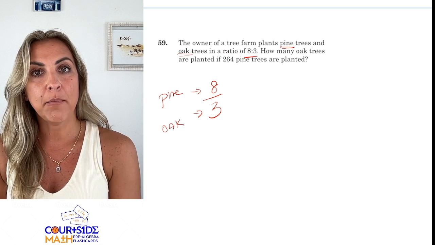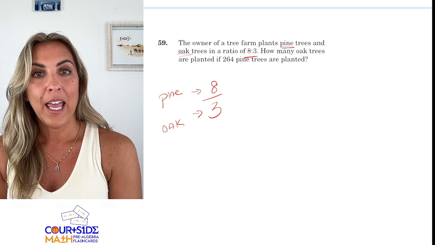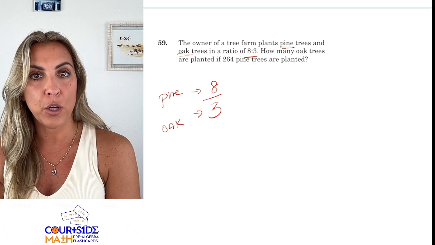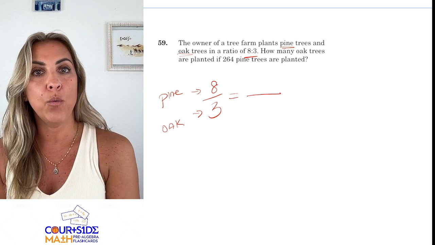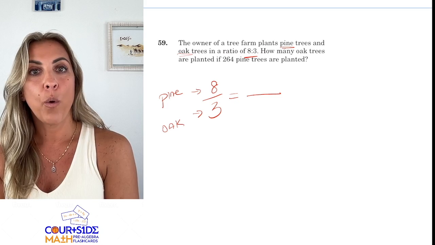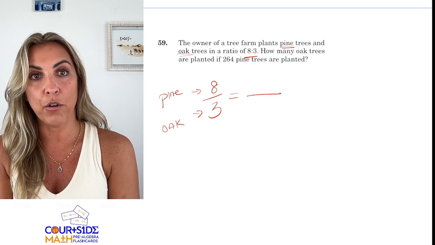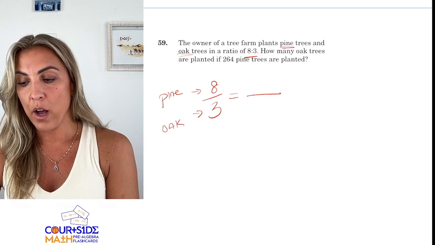All right, now it's asking me how many oak trees are planted if 264 pine trees are planted. So that means that we want to create an equivalent ratio. What would be an equal ratio to 8/3 where 264 is the number of pine trees instead of the 8? So again, order matters.